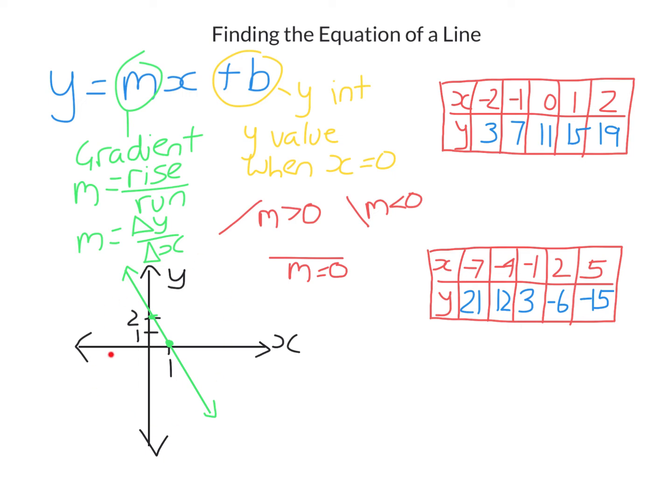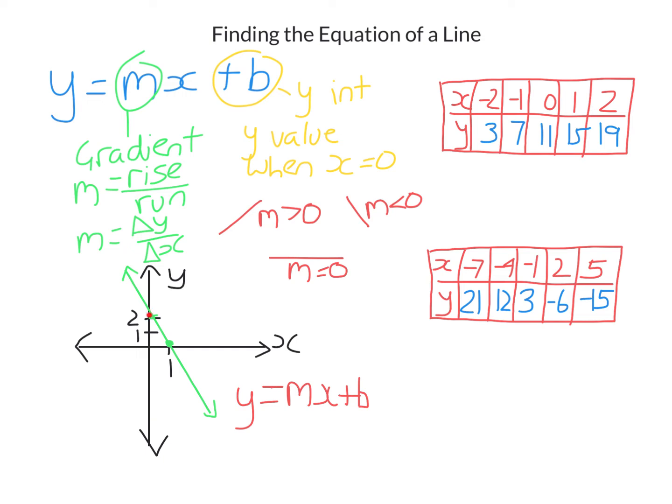So let's say I'm given this graph here, and I want to find the equation. What equation do you start with to end up with a graph like this? Well, I know because it's a line, it's going to be y equals mx plus b, where m is the gradient and b is the y-intercept. So let's find the gradient. The gradient is the rise over the run. How do we actually find that from a graph?